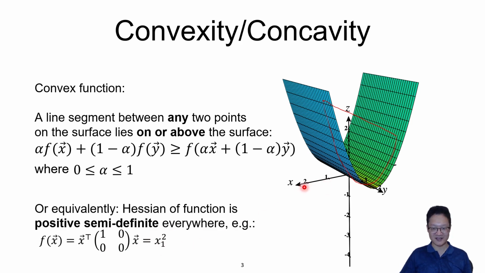In this case, the function just equals x1 squared, where x1 is just this component, this direction. No matter what x1 you plug in, x1 squared will always be non-negative. Therefore, the entire function will always be non-negative as well. Equivalently, the Hessian of the function is positive semi-definite, so this is a convex function.